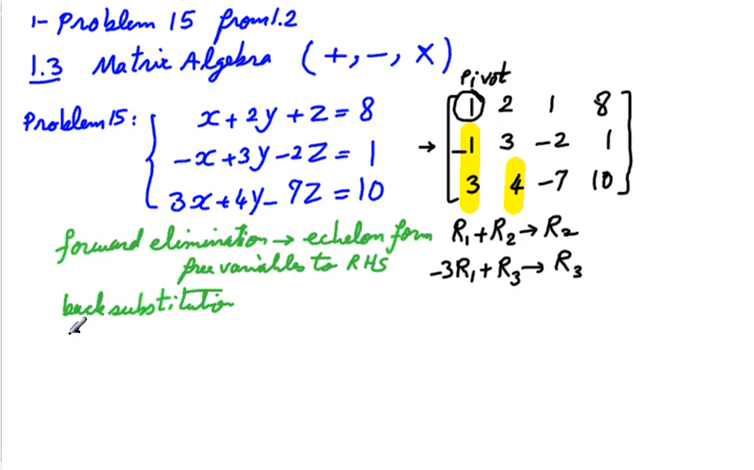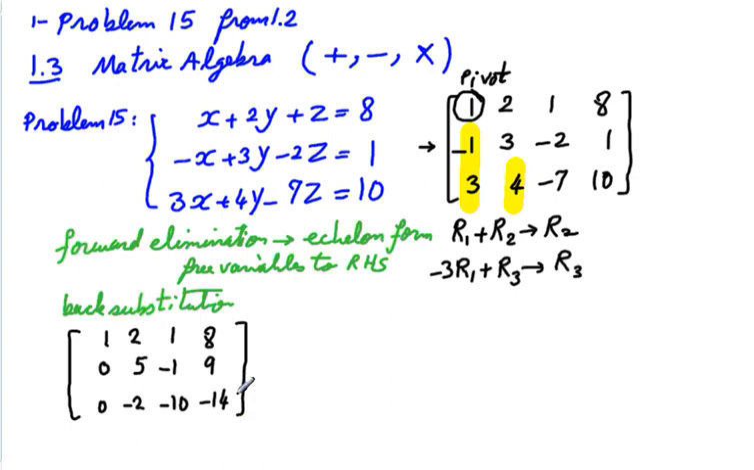So I continue here. The first row stays put. Adding these 2 creates a 0. What do I have? 5, minus 1. What else? 9. Then minus 3 times that plus this better give me a 0, which it does. Yes, minus 2, minus 10, and minus 24 and 10 is minus 14. So we succeeded in making these entries go away.